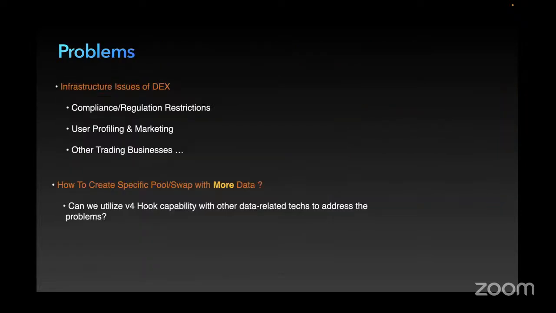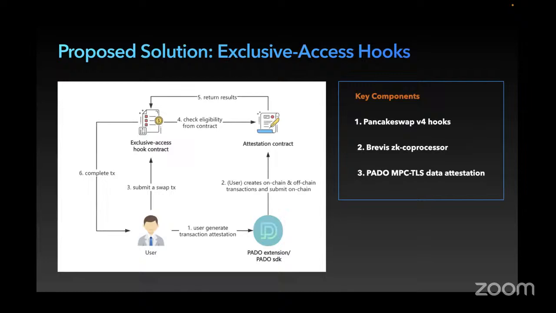Okay. So the problem becomes how we can create specific DEXs or pools with more data, and luckily we have options like V4 hooks. They provide very flexible capability, so we can enable customizable logic within the contract. We also want to integrate with other data-related technologies like the zkIKO processor, plus the Pado MPC-TLS technology we have. We want to combine these three components together to create such a solution.